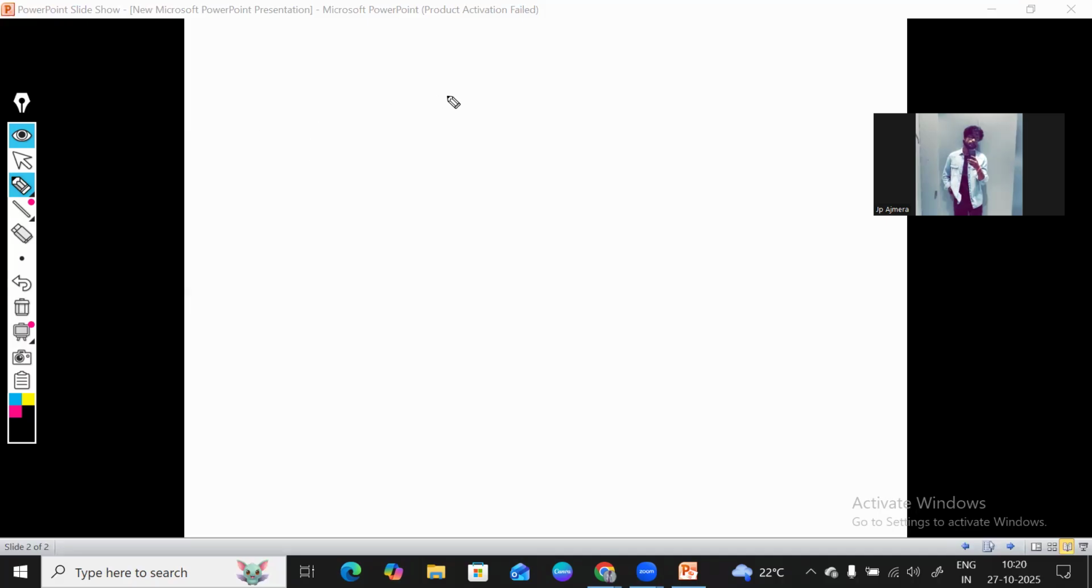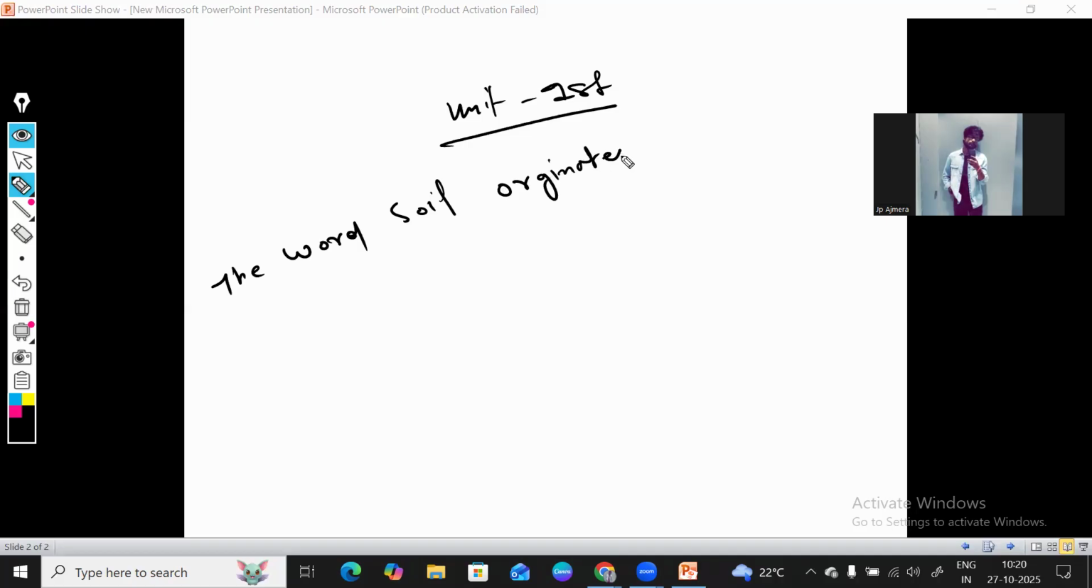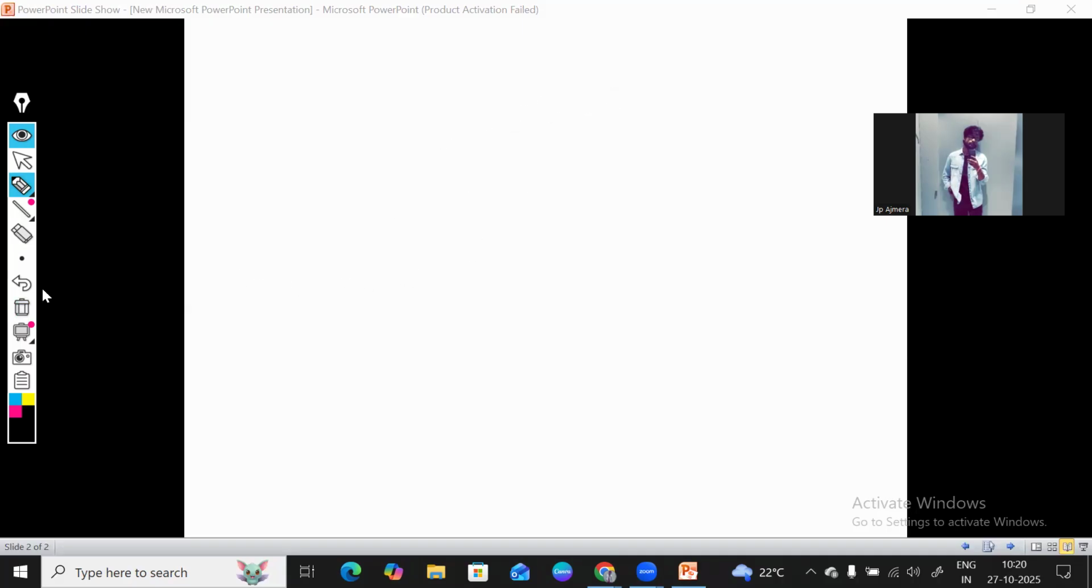So, Unit 1 is the first topic mentioned. The first line in the book is that the word soil originated from the Latin word solum, meaning floor. We won't write everything, otherwise this will take too much time. We'll read first, then we'll write it in a short manner.